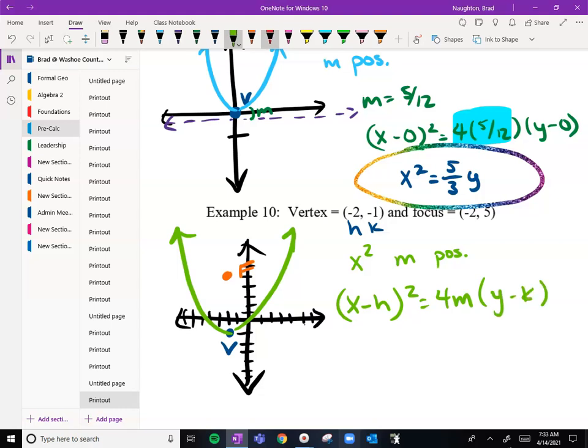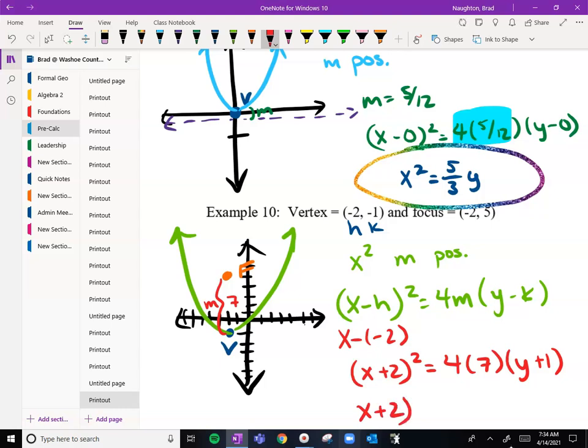And before I get too ahead of myself, let's find out what our m is. So this distance right here is m, and that's 7. So this will be x plus 2, because we're going to change that sign. If you're wondering, though, the actual math, it's x minus a negative 2. A negative and a negative make a positive, but that's why we just say change. And then I'm going to do 4 times 7, and then y plus 1. So our answer is x plus 2 squared equals 28 times y plus 1.